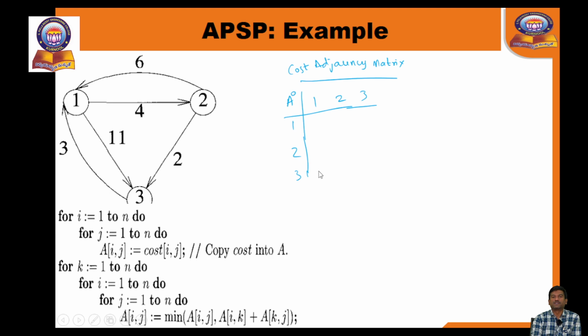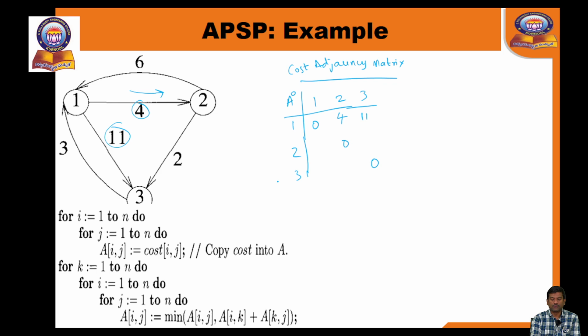There are 3 vertices, and similarly 1, 2, 3. There are 3 vertices. So here 1 to 1 is set to 0, 2 to 2 is set to 0, and 3 to 3 is set to 0. And find if there is any direct edge connected from 1 to 2. So 1 to 2 there is an edge with cost equal to 4. And from 1 we can also reach 3 with edge cost equal to 11. So include the same thing in the cell from 1 to 3.